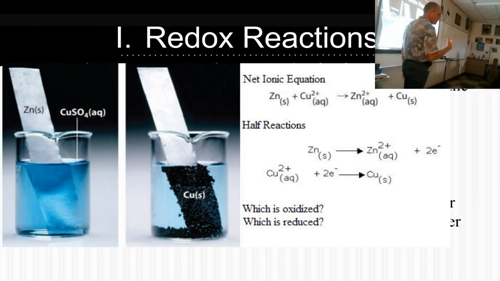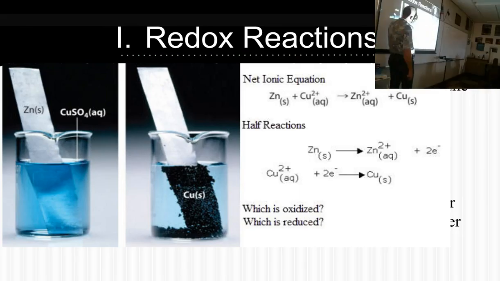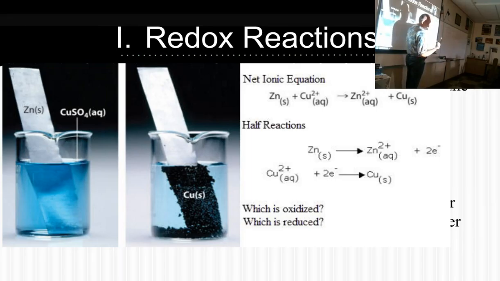Well, anytime you have something by itself, its oxidation state is 0. So the zinc by itself has an oxidation state of 0, and the zinc as an ion has an oxidation state of +2. So its oxidation number went up, which means that the zinc is oxidized. And here the copper has an oxidation state of +2, and here copper by itself has an oxidation state of 0. So from +2 to 0, the oxidation number went down. So copper was reduced. Okay.